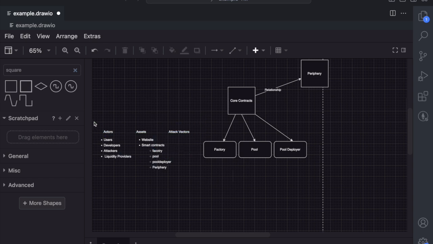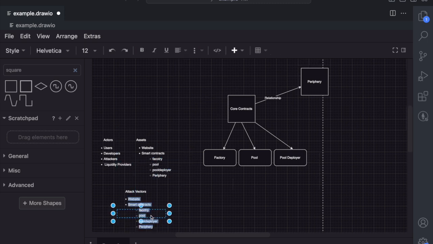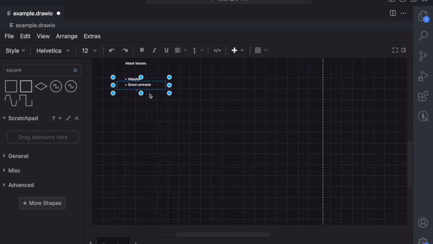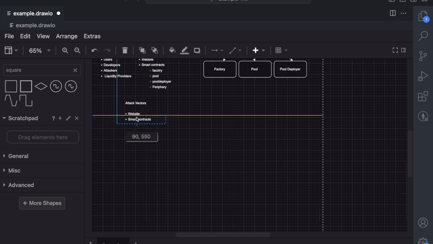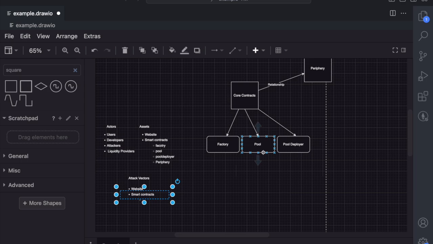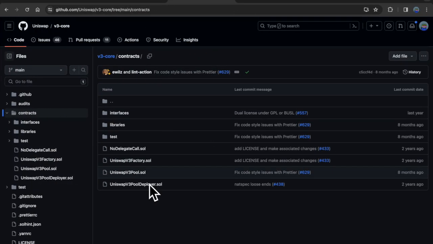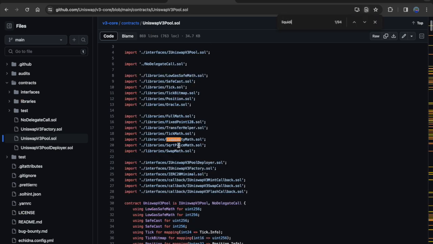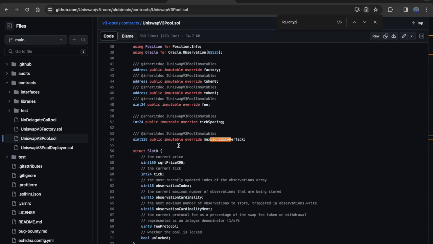All right, so let's look at some attack vectors. I'm going to bring this down here. I'm going to copy one of these. Don't need the rest of those, just the top. Let's maybe look at where the liquidity provider would interact, since we kind of thought of some simple attack vectors. Pool. Is there a liquidity provider?